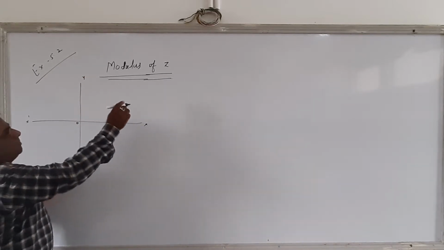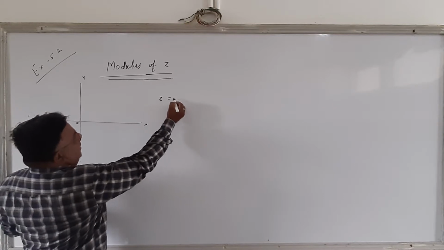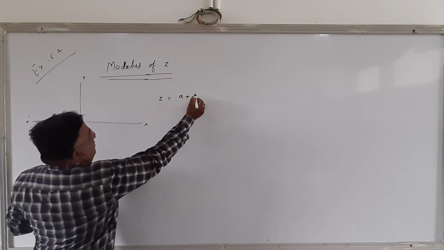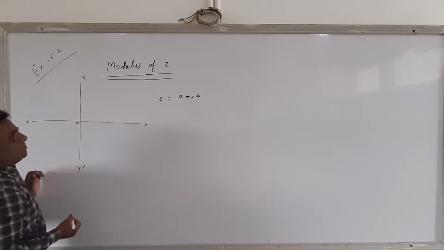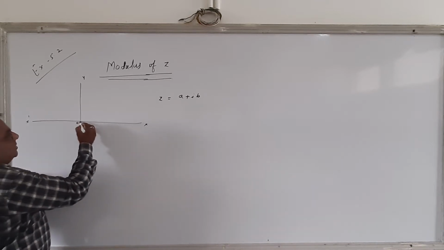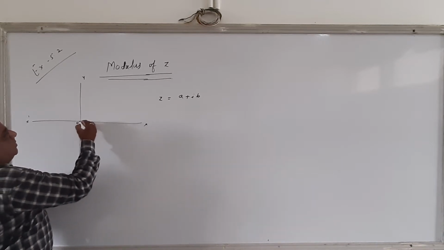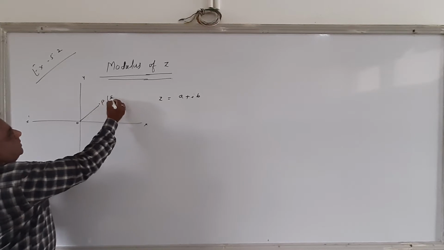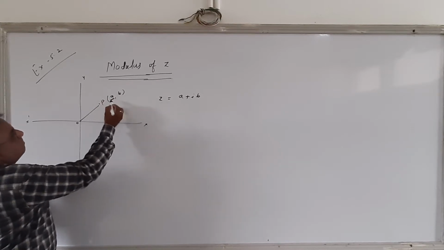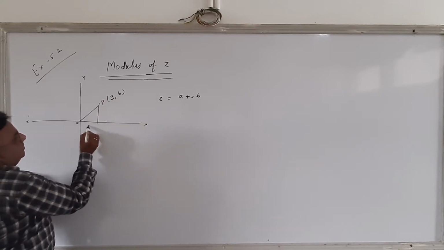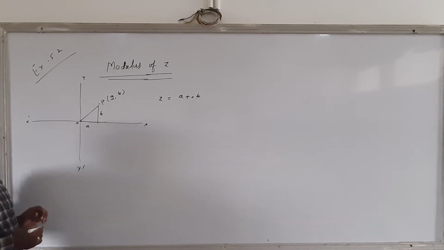Modulus is for any complex number that is denoted by z. a plus iota b is a complex number, right? What is a? a is the real part. Then this is the point P, that's (a, b), where a is the real part on the x-axis, right, and b is the imaginary part on the y-axis.